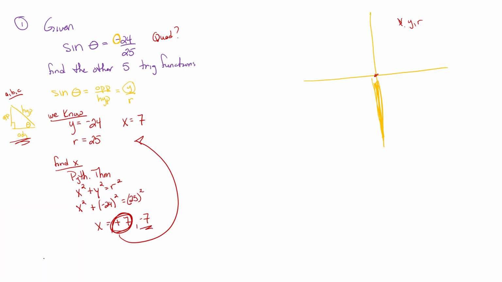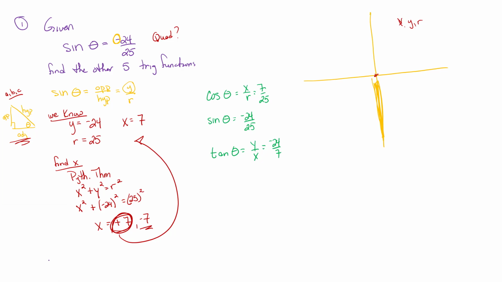Are you ready to write your trig functions? Okay, let's see. The cosine of theta. Cosine is which variable over which variable? That's right, x over r, which would give us 7 over 25. Sine they already gave us, so that was very nice of them. And tangent, how do you find tangent again? Yeah, tangent is y over x, which would just be negative 24 over 7.